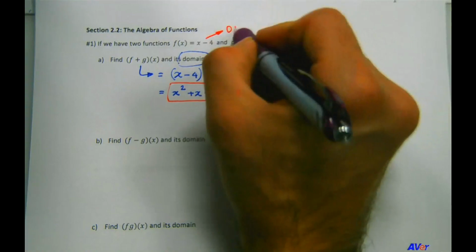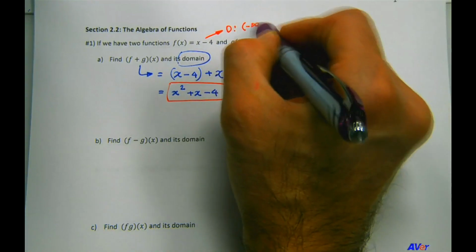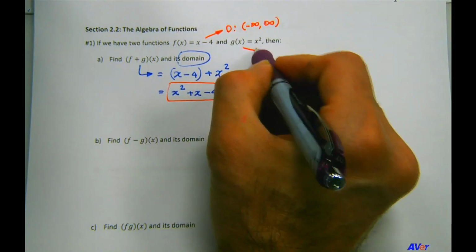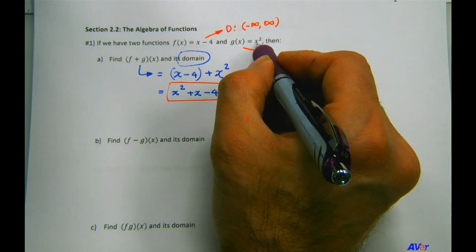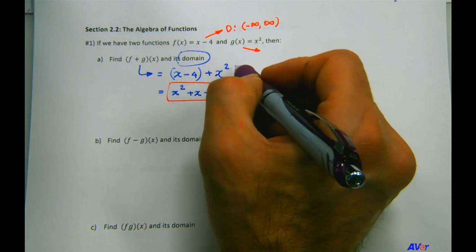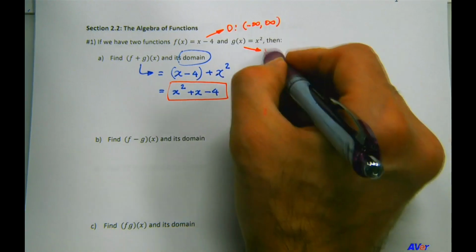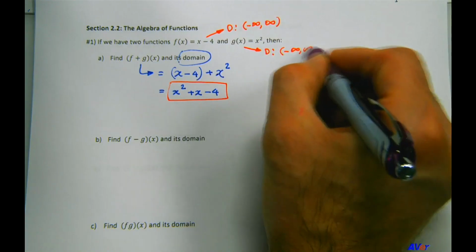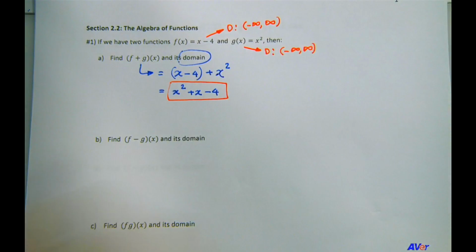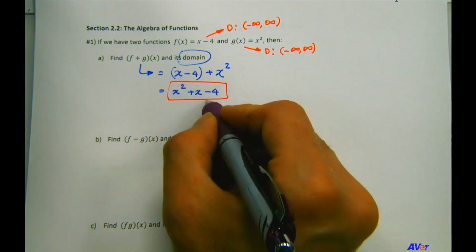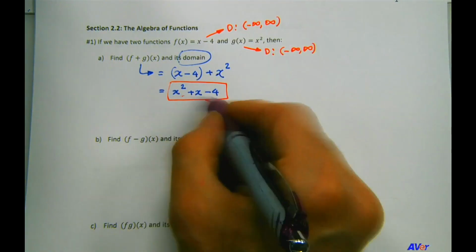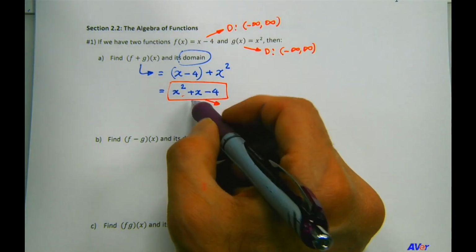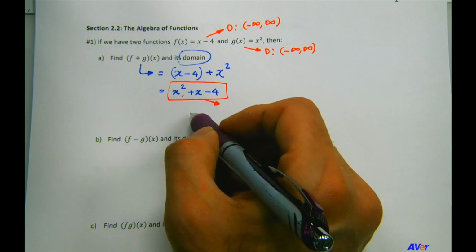So the domain is going to be minus infinity to infinity. With respect to g of x, do you see any x value that this function cannot take? No. The domain of this function is also negative infinity to infinity. So now the combined function, do you see any x value that the combined function cannot take? Absolutely not. All x values are acceptable, right?